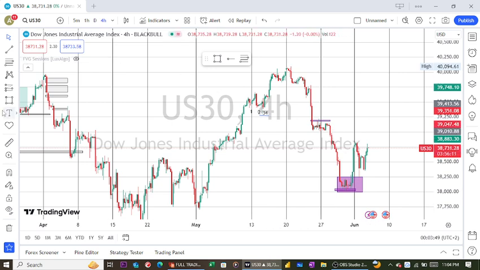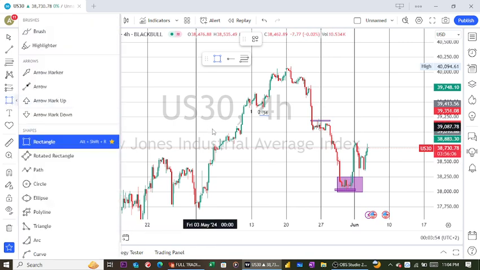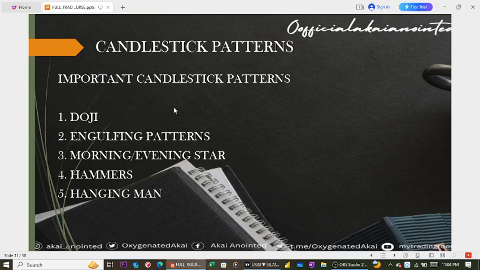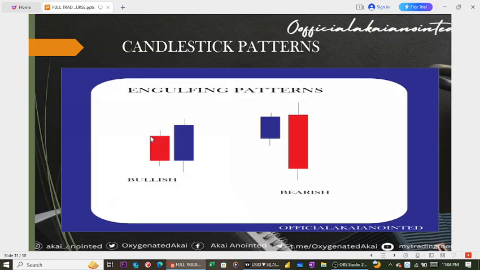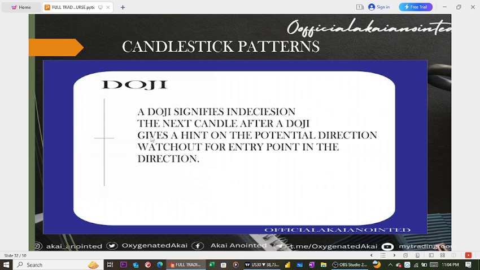So first let me take you to the different types of candlestick patterns. There are some more. Now, if you really want to know about all the candlestick patterns, you can find out on your own. You can browse and check it. But for this course, I'll be talking about the 5 most important candlestick patterns that are almost as accurate as whatever you may think of. So we have the doji. Now, a doji signifies indecision.